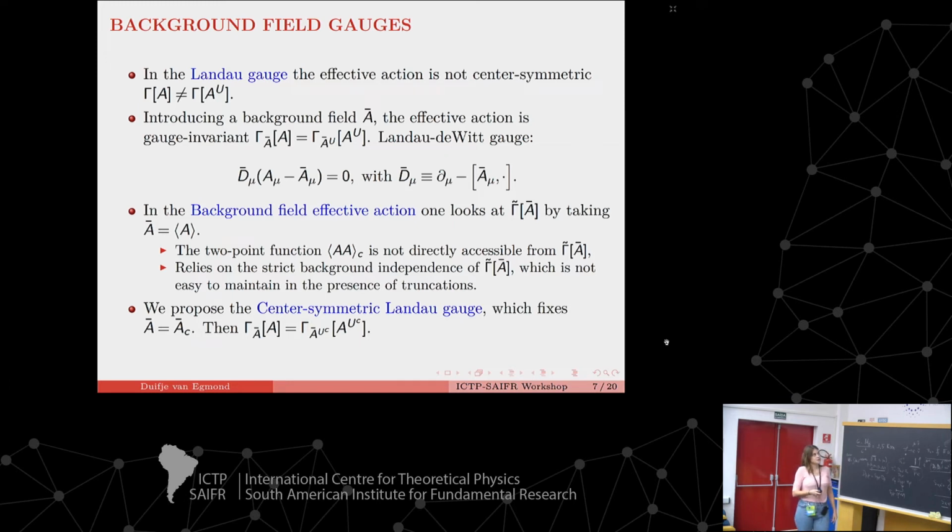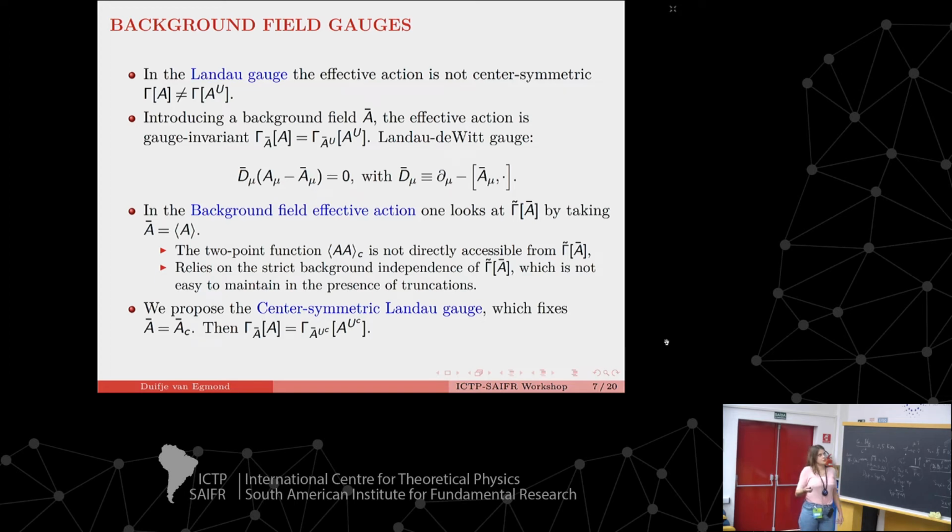Now, this problem was solved a few years ago by using the background field effective action. And what one does is actually look at a new object, which is gamma tilde. And this object is defined by taking A bar equal to the expectation value of A. So now, if we have an expectation value of A, this is equal to A bar, so I don't have two fields to work with, but just one.